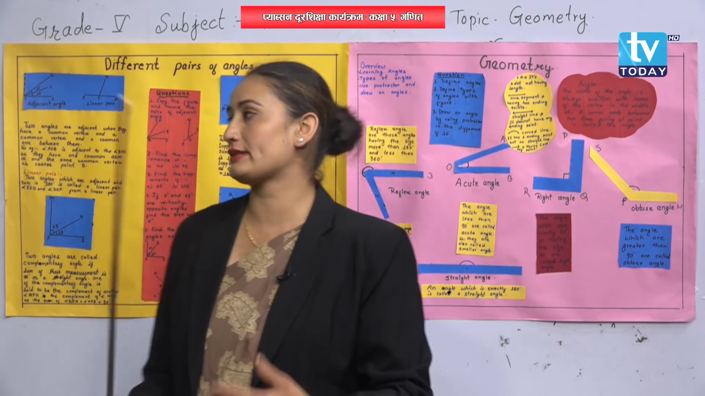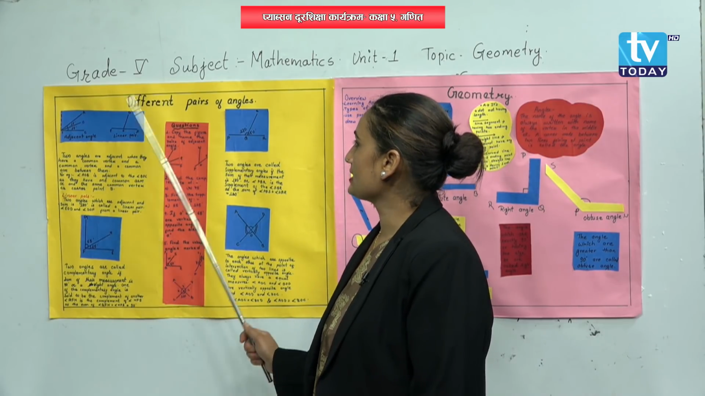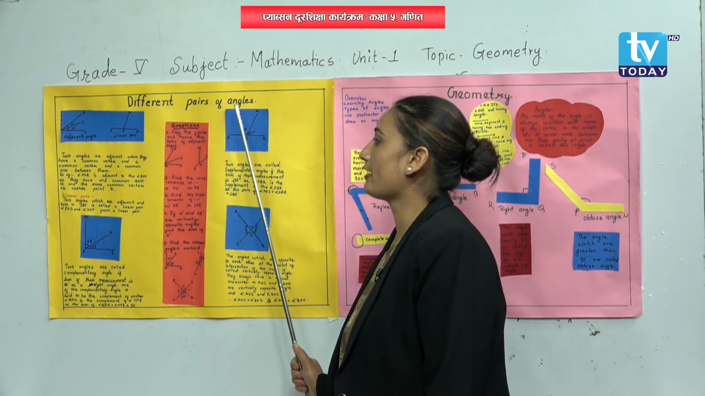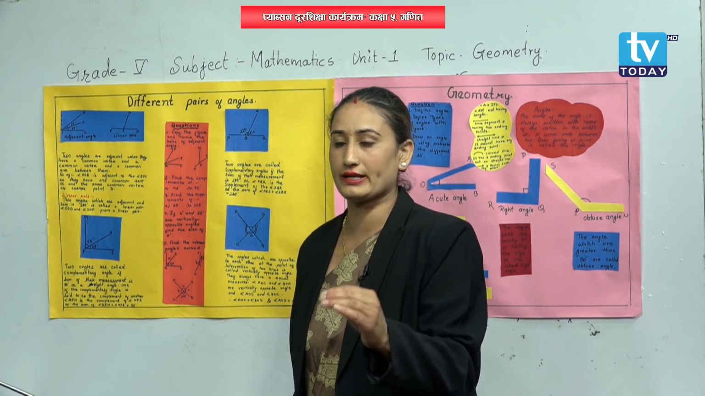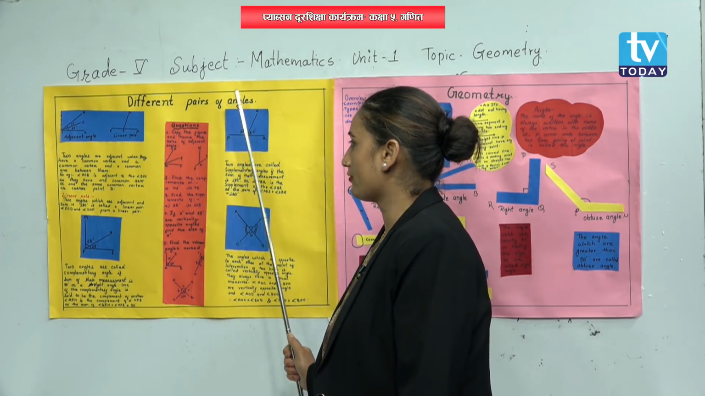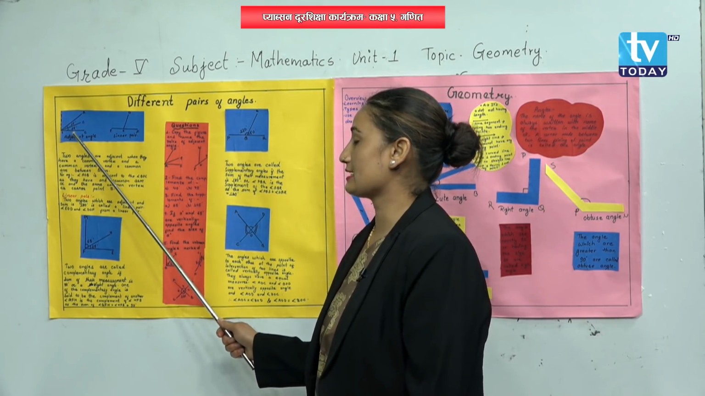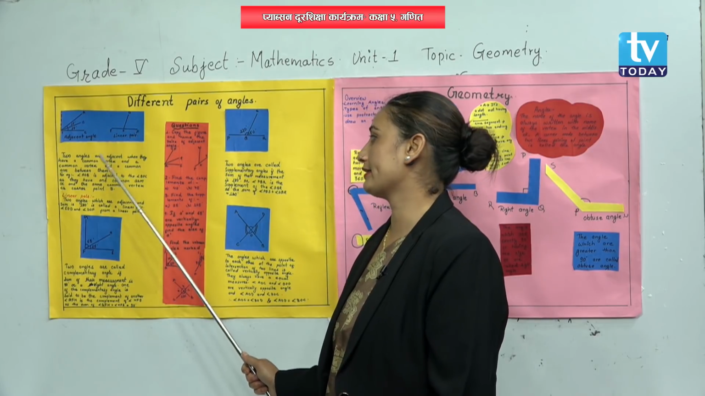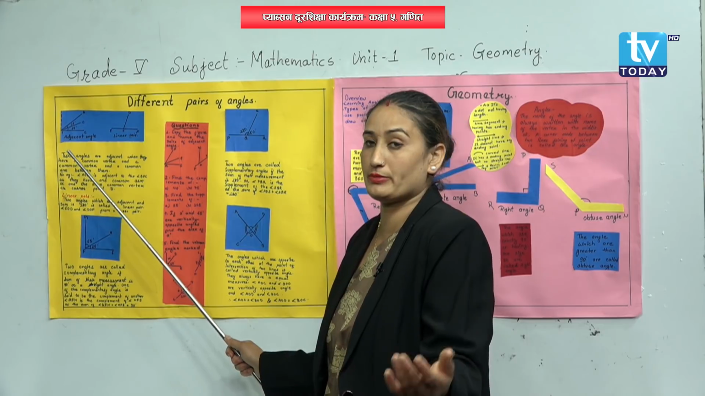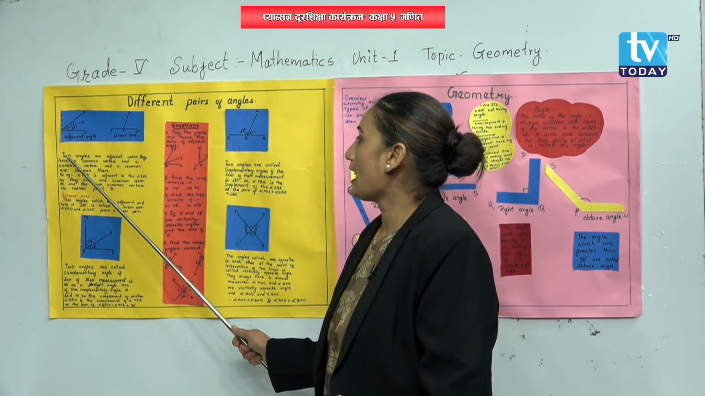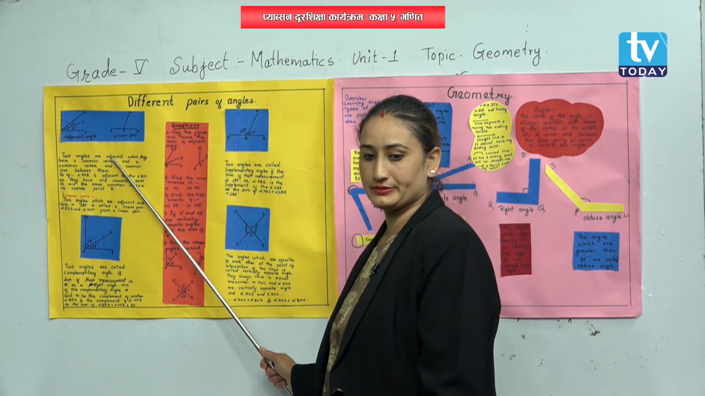Now, shall we move to the next topic? The next topic is different pairs of angles. The main topic for grade 5 we have to learn is different pairs of angles. First one, adjacent angle or linear angle. First of all, I will tell you about the adjacent angle. What do you mean by adjacent angle? Adjacent angle means two angles are adjacent.